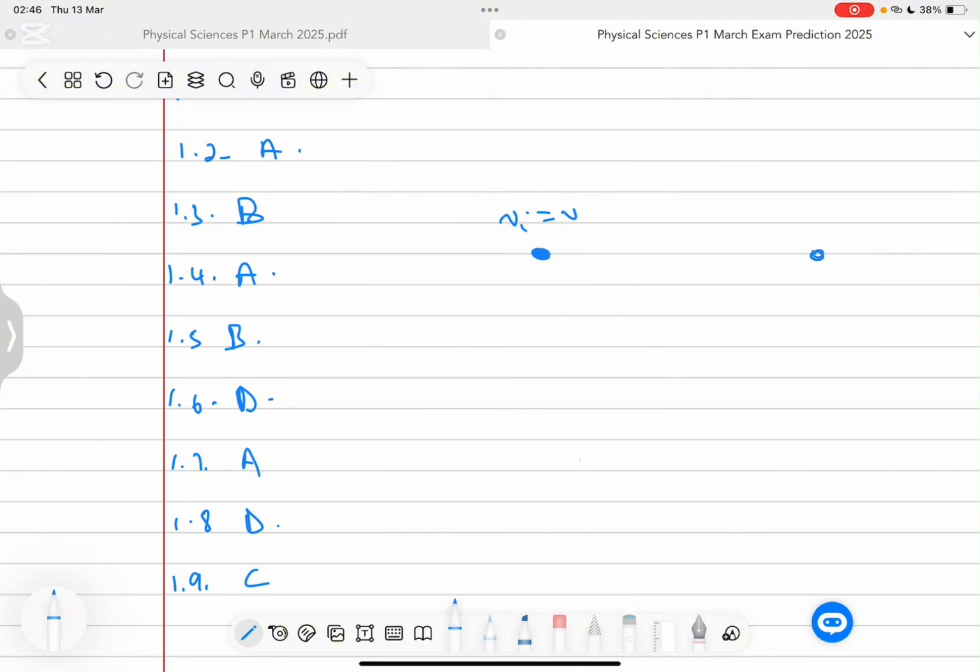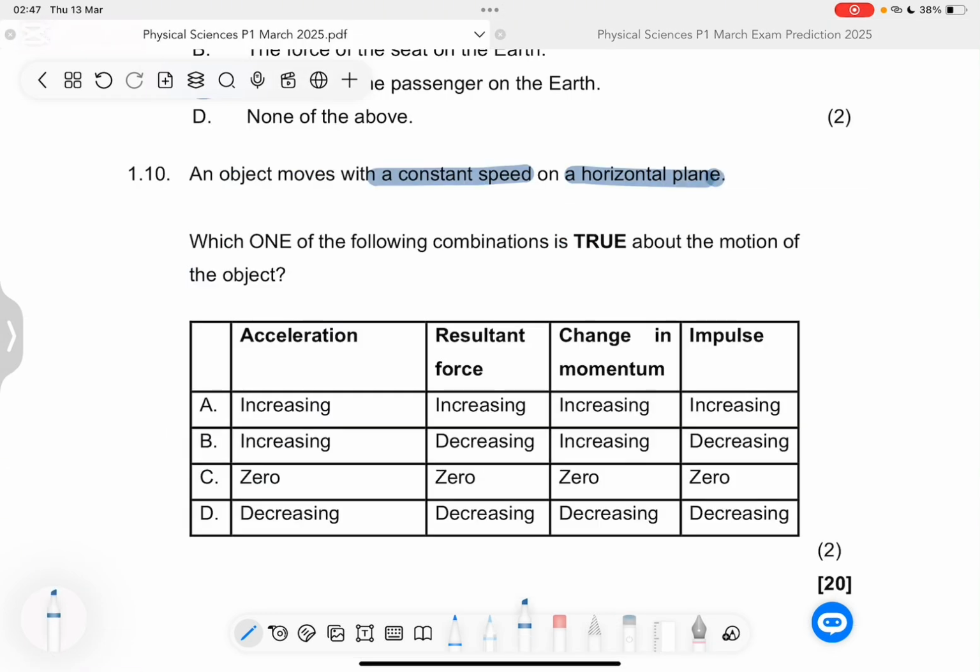Say it gets to some point here. When we check its final velocity, it will still be the same v, because remember, we are saying that this velocity is constant, meaning it does not change. So as it's going along here, it's actually moving with the same velocity at every point. It does not change. That's what it means.